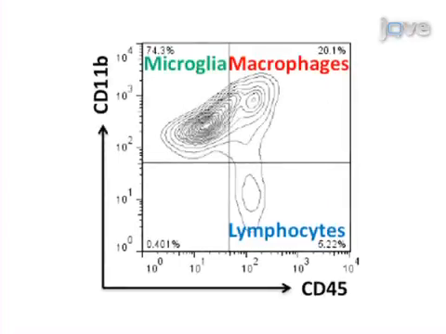In this density plot, the three populations of the cells present in the CNS during neuroinflammation, CD11b positive, CD45 low microglia, CD11b positive, CD45 high macrophages, and CD11b negative, CD45 high lymphocytes are shown.